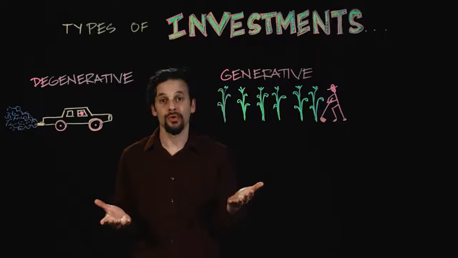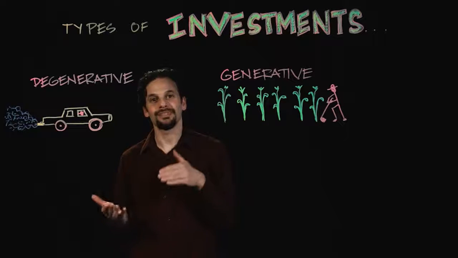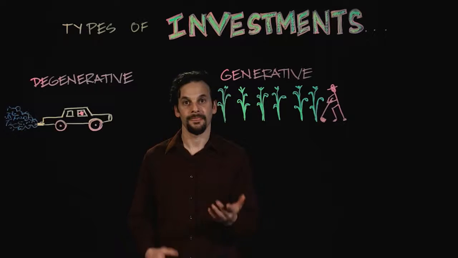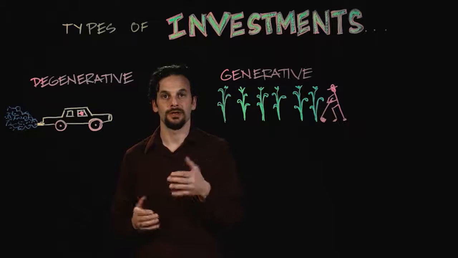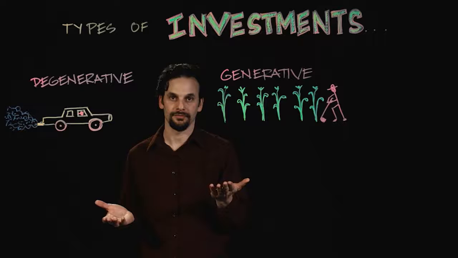But when next year rolls around, if you don't do the work again, you won't get the corn. It will not plant itself, and the field will be taken over by some other plant if you just leave it. That is a generative investment. You put in, you get out, and you're back to where you started.